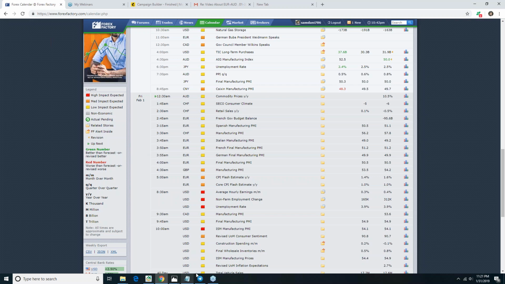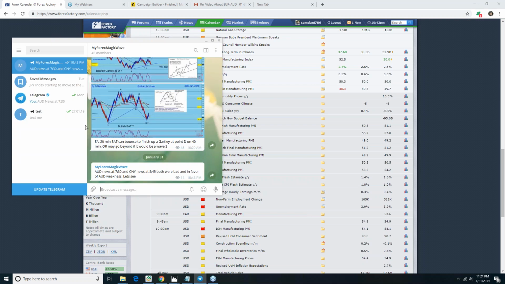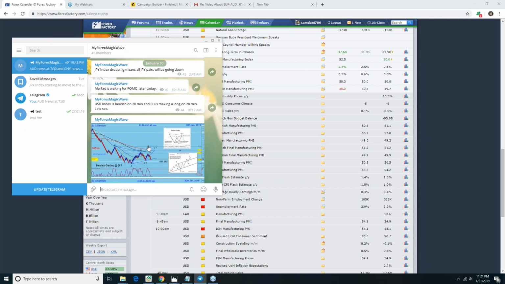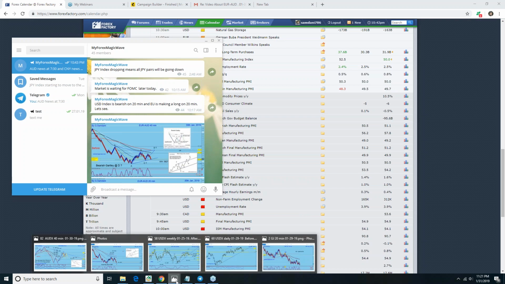And by the way, I have this Telegram open as well. See this one here? So here, from time to time, I post my charts and heads up. For example, here I posted that the USD index is bearish. I posted it yesterday early in the morning, I guess. USD index is bearish on the 20-minute, and EUR-USD is making a long on the 20-minute. And I took it, and I showed you the trade, right? And if you forgot, where's that trade? Let me show you again.